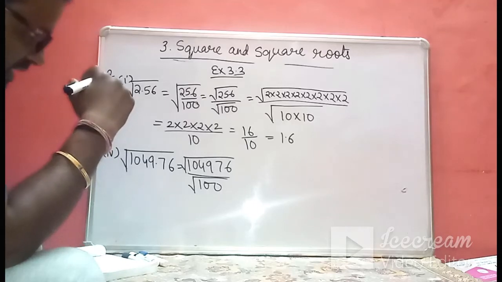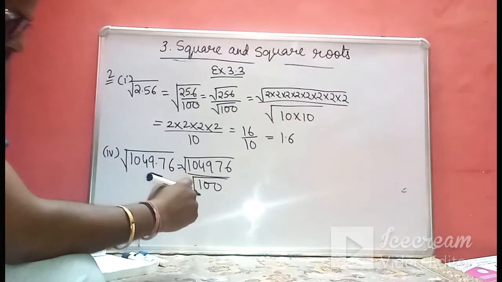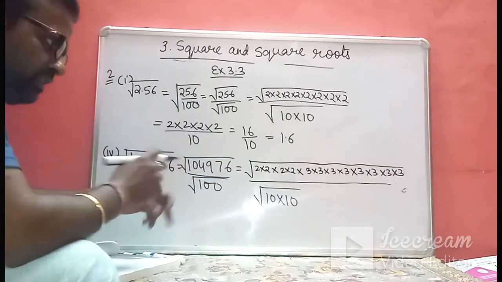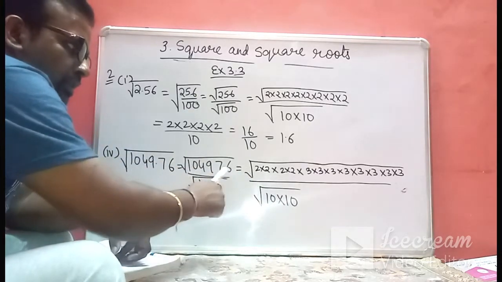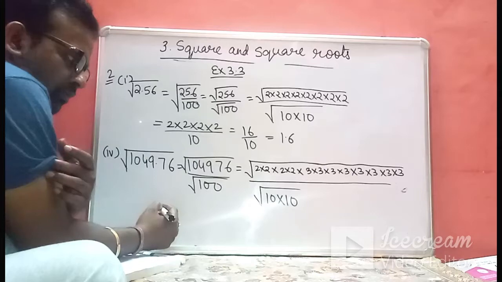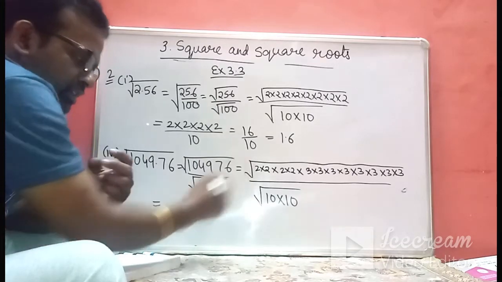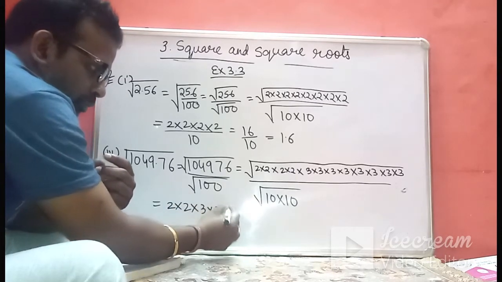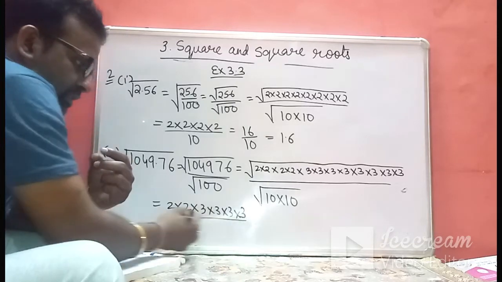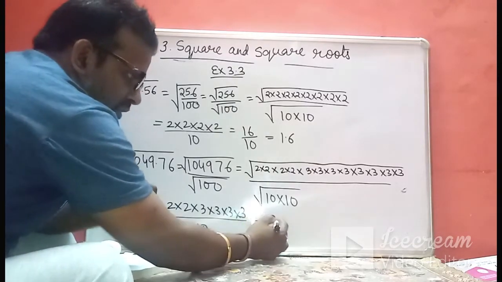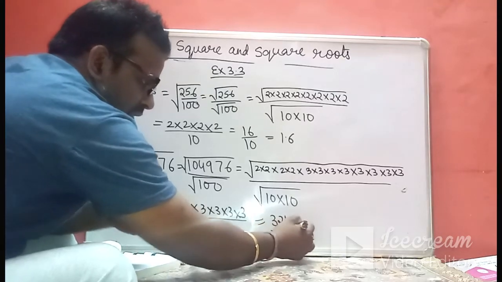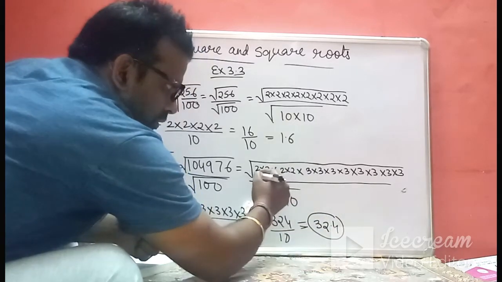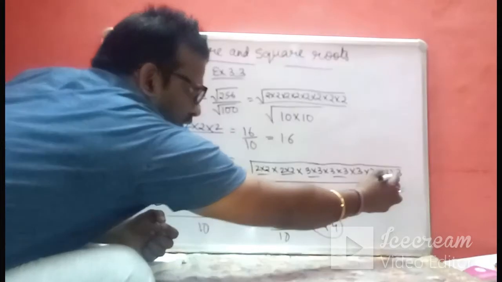Next we will do the prime factorization of this number. So I am writing that. Okay, so we can write 1049.76 like this. Then this is the prime factorization of 1,04,976. So here you can see one pair of 2, again one pair of 2, then 3 is having 4 pairs, and this 10 will come out. So we will get 324 upon 10, that is, our answer is 32.4. Okay, so these are the pairs that you can easily visualize now.